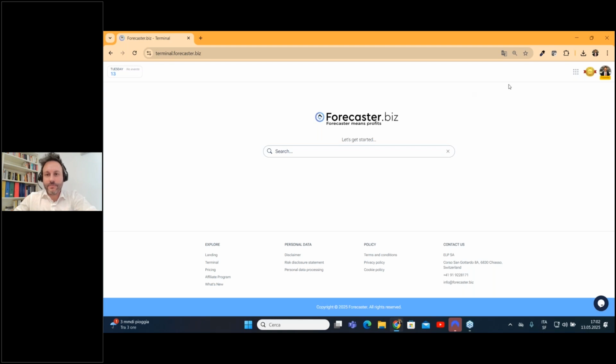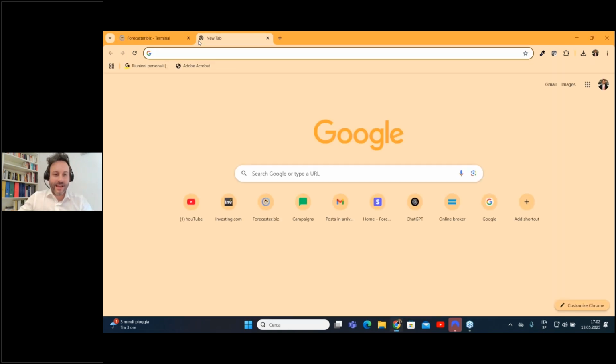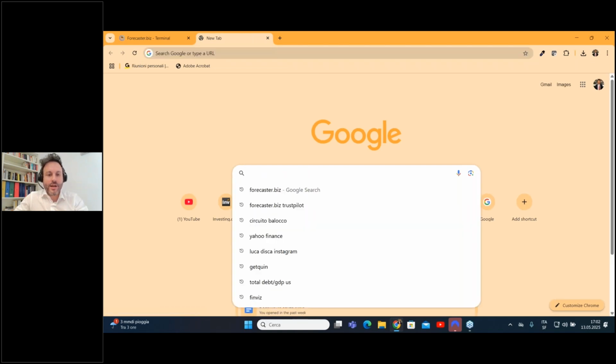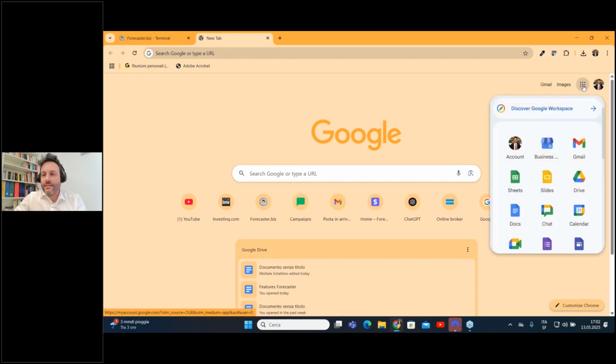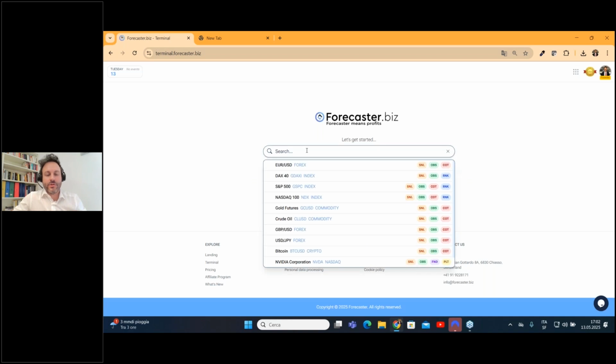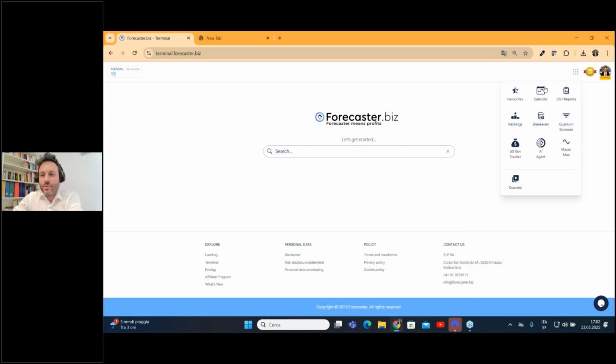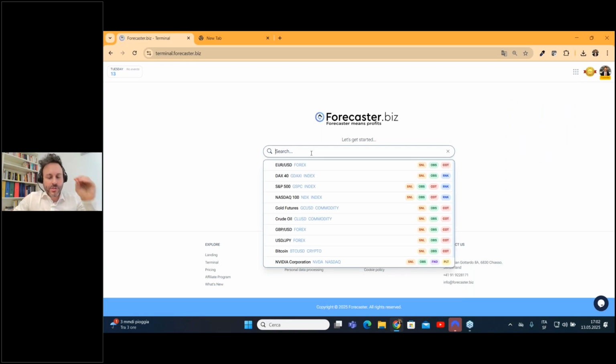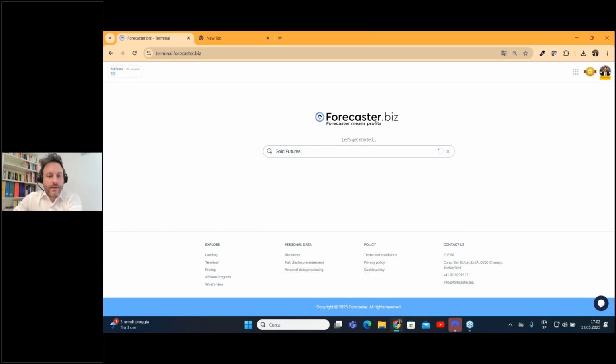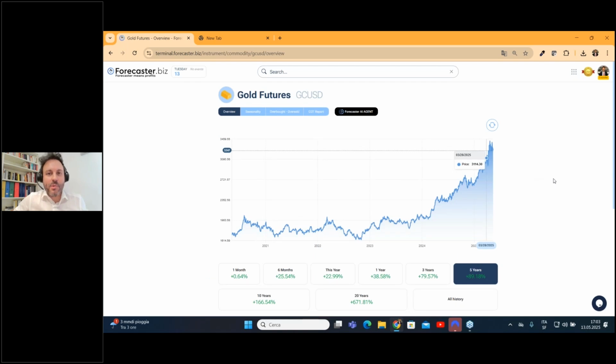So, first of all, as always, let me remind you that the Forecaster terminal is built like Google. As you can see in Google, you have a search bar where you can find directly what you are looking for, and you can go to the tools you have here in your workspace. Exactly like Forecaster, you can search a financial instrument directly, or you can go here where you have all your tools and you can get ideas from our tools. Today we focus on commodities, and let's start with the most famous commodity in the world, which is the gold future.